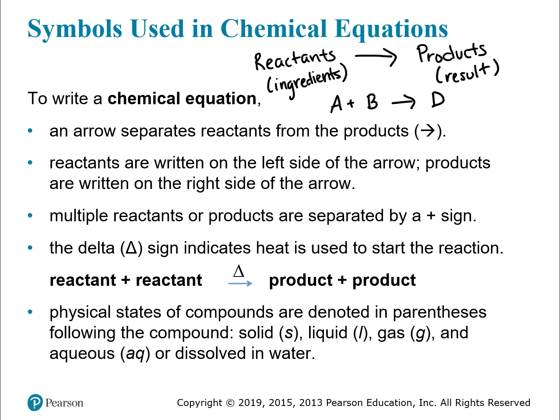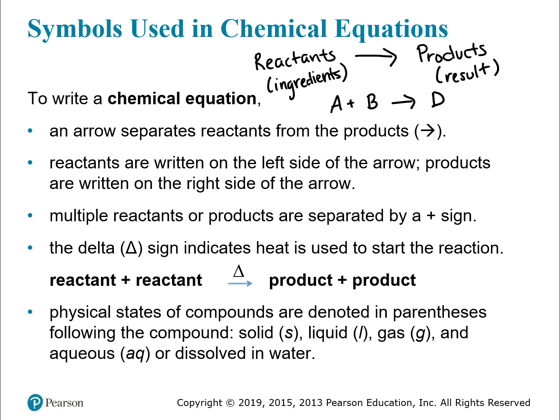The delta sign, which is a little triangle, indicates that you use heat to start the reaction. So in that example where we had the carbon and the oxygen and it had the triangle over the yield sign, you gotta add heat. So if you're trying to grill something and you have some charcoal, you can't just put the charcoal in the grill and just put the food on it. You're going to look silly.